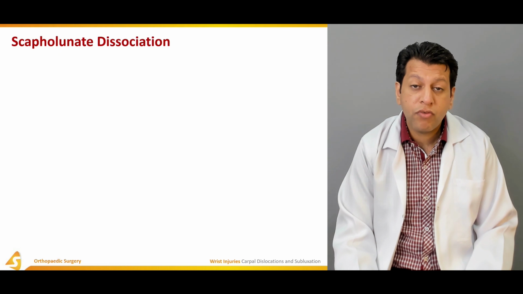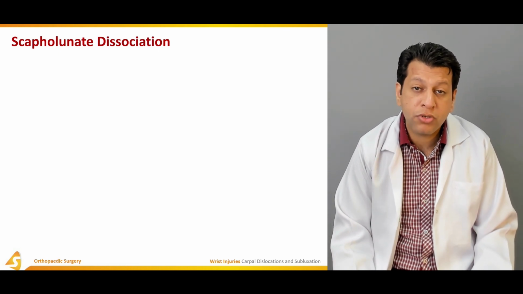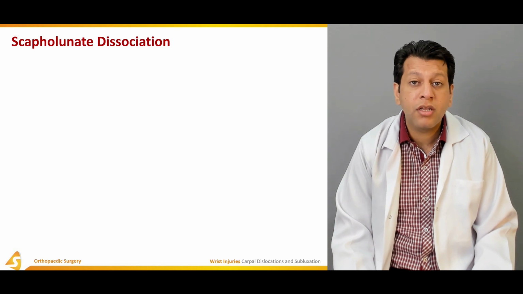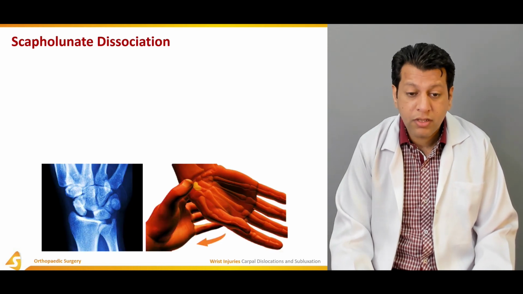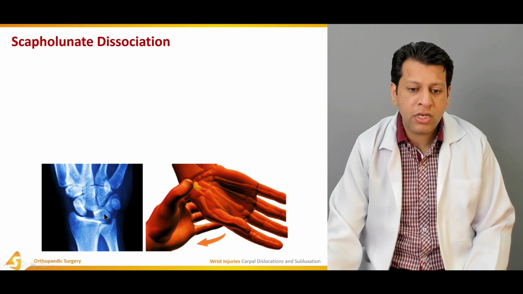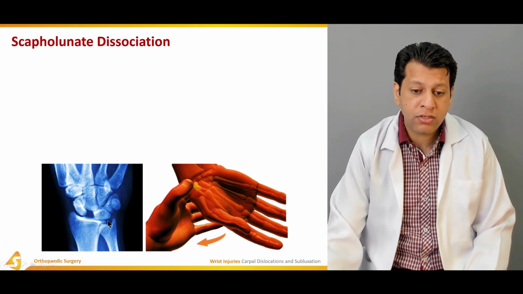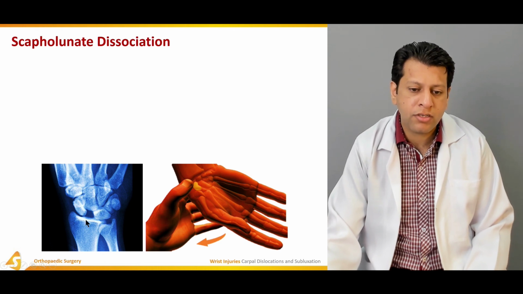Now coming to the scapholunate dissociation. Scapholunate dissociation is important because there is actually a scapholunate ligamentous injury as well. If you see, this is the scaphoid. Can you appreciate how much gap there is at the lunate? Although it appears quadrilateral, this means there is no lunate dislocation or perilunate dislocation.